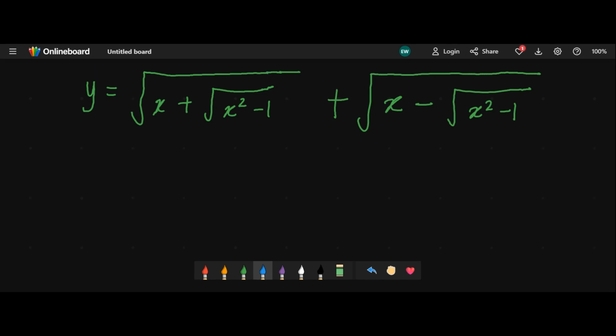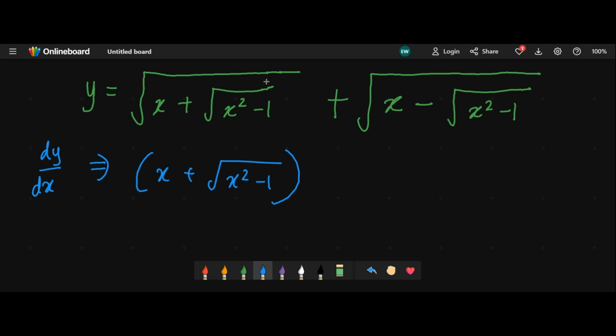We have to differentiate this. Okay, so y is equal to, there is an equation, we have to find dy over dx. The problem here is not really a problem, but usually like 90% of the students will write it like this: x plus square root x squared minus 1.